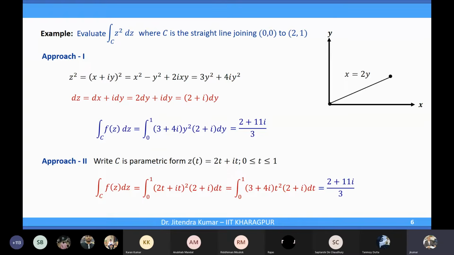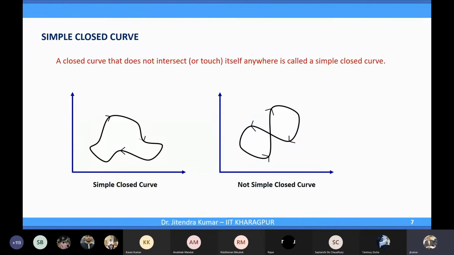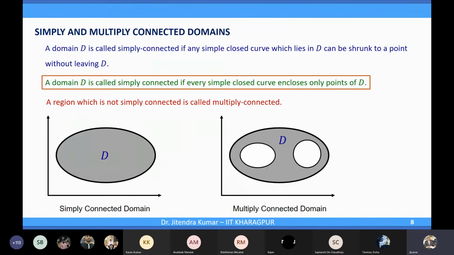So in either case, this is a general approach of evaluating a line integral in the complex plane. And then we will go into more details of some special cases, because this is the general approach we have already mentioned, that you can compute those line integrals. But now we'll go to more specific cases where the integrand is analytic and so on. For that we need a simple closed curve, which we mentioned yesterday, that this is a simple closed curve. This is not a simple closed curve because it is crossing itself.